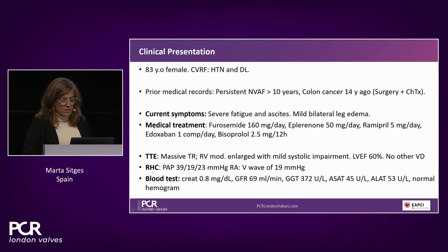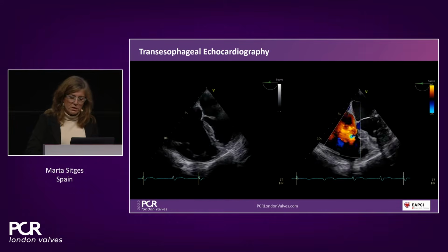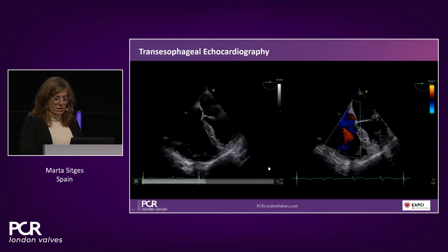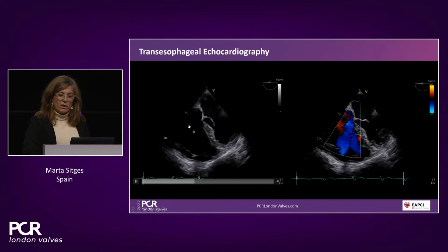And these are the results of the right heart catheterization with a large V wave in the right atrium. These are her blood results: normal kidney function, elevated liver enzymes, and normal hemogram. So let me focus on the transesophageal echocardiography. You can see here a 4-chamber view, which gives us a rough idea of what's going on.